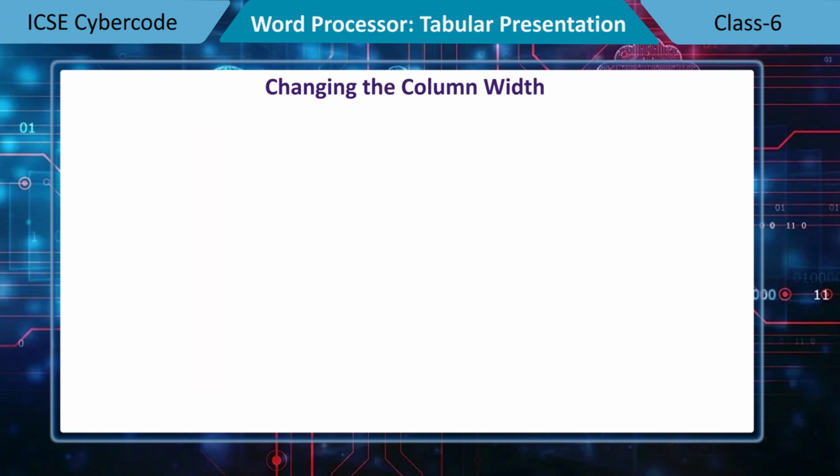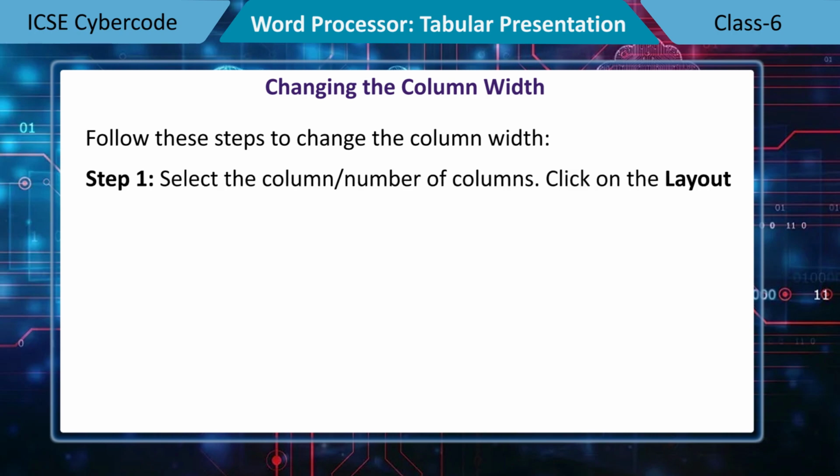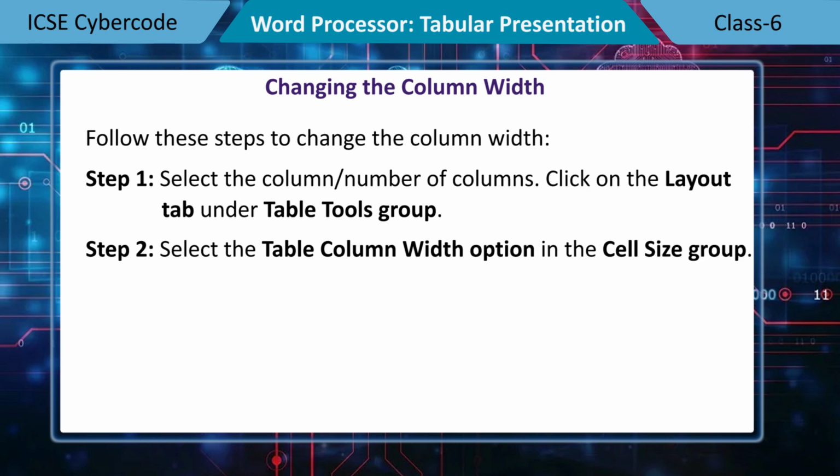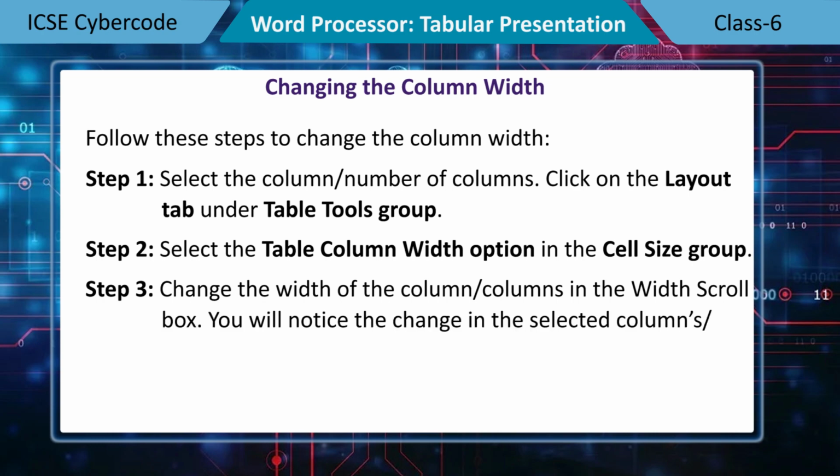Changing the column width. Follow these steps to change the column width. Step 1. Select the column or number of columns. Click on the Layout tab under Table Tools group. Step 2. Select the Table Column Width option in the Cell Size group. Step 3. Change the width of the columns in the Width scroll box. You will notice the change in the selected columns width.